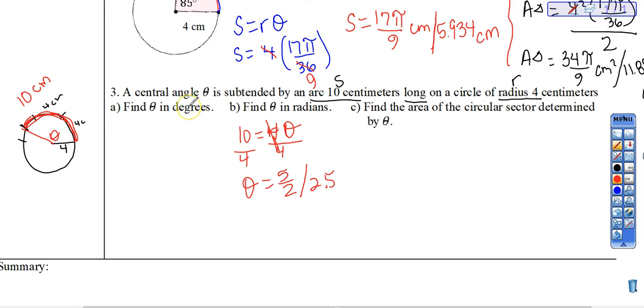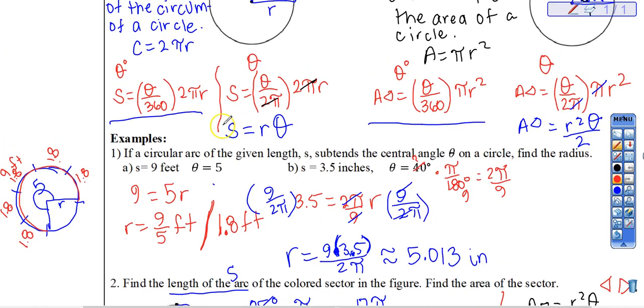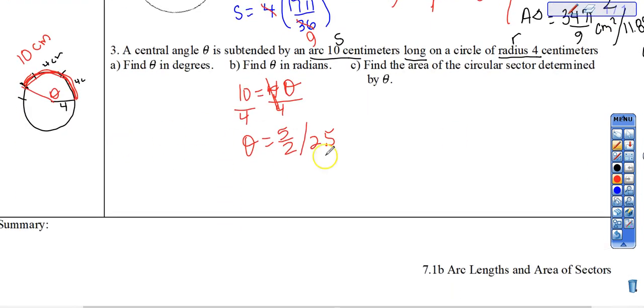Okay, now I want to find theta in degrees. So here's my question to you. Do you want to just convert these radians to degrees, or do you want to go back and go through the formula for arc length to solve for theta? What do you want to do? Convert from radians to degrees. So we would just do 2.5 times 180 degrees over pi to find my degrees. There's alternate ways to go about that, just like there is in everything we do in math. But I believe that would be a pretty quick way to do that.